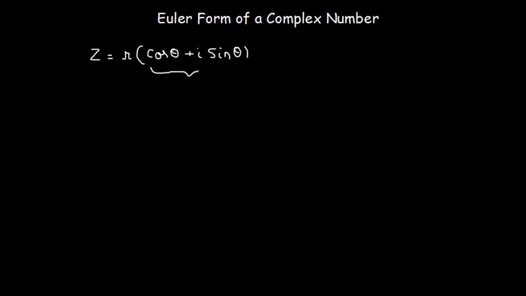then this particular section, which is cosine theta plus i sine theta, can be written as e to the power i theta. So our complex number z becomes r e to the power i theta, and this way of representing a complex number is known as the Euler's form. So this is the Euler's form.